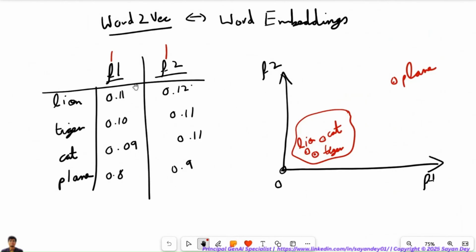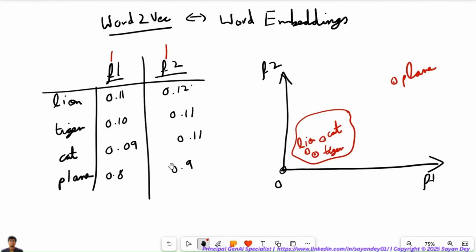So you have got four words right now: lion, tiger, cat, and plane. And what we are trying to do is we are representing each and every word in the form of its word embeddings. So we are converting lion into a vector of numbers, cat into a vector of numbers, tiger into a vector of numbers, and plane into a vector of numbers. So the word lion is a vector of two numbers, f1, f2. The word tiger is a vector of two numbers, f1, f2. The word cat is a vector of two numbers, f1, f2. And the word plane is a vector of two numbers, f1, f2.